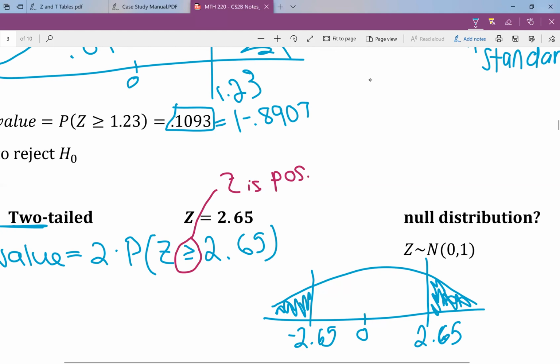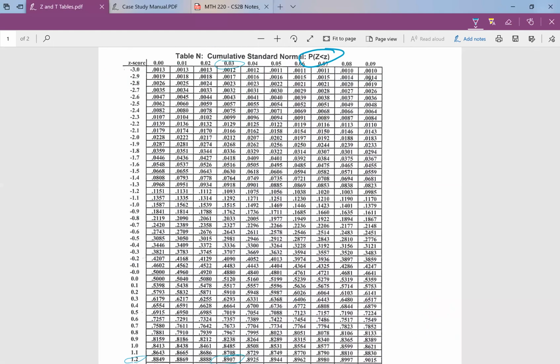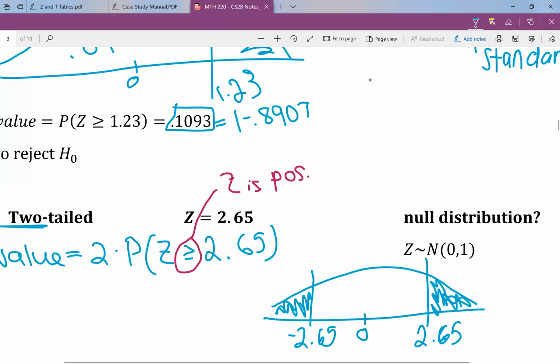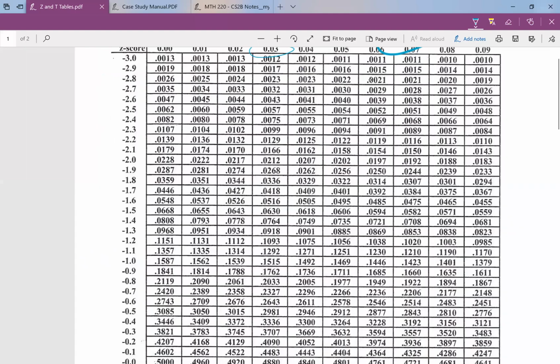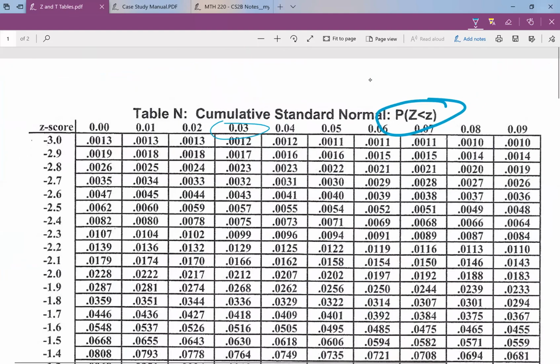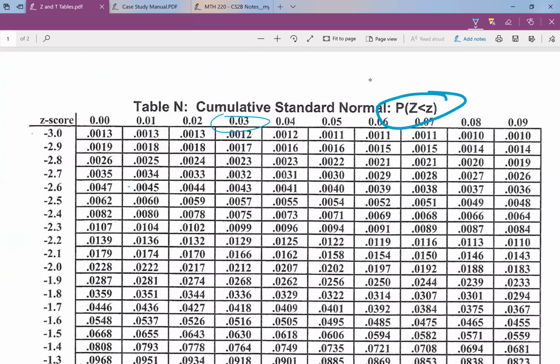Since this z table gives us less than values, let's go ahead and find this area on our chart, knowing that it's going to be exactly the same as the area above. Okay, negative 2.65. Nope, over here. Negative 2.6 right here, and we're looking at 5, not 3 anymore. So that area in one tail is 0.004.